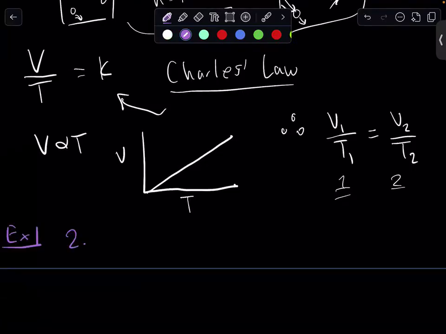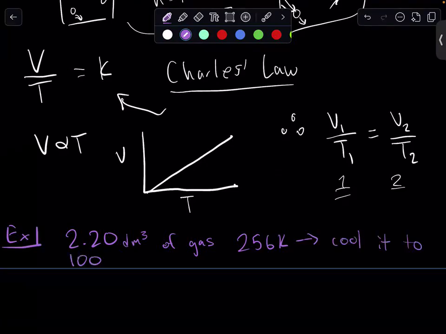Let's take the same 2.20 decimeters cubed from our previous problem of gas at 256 Kelvin, so some ambiguous temperature. And we cool it to 100 Kelvin. What is the new volume? So you can pause this video and try and solve it yourself. Otherwise, I'm going to get started right now.